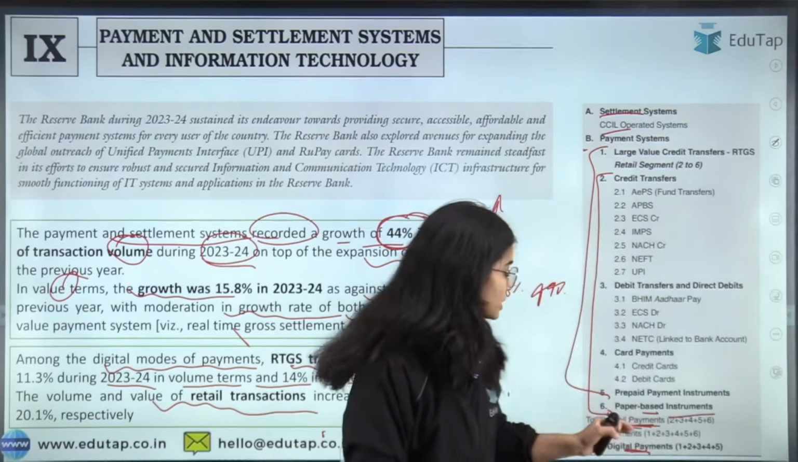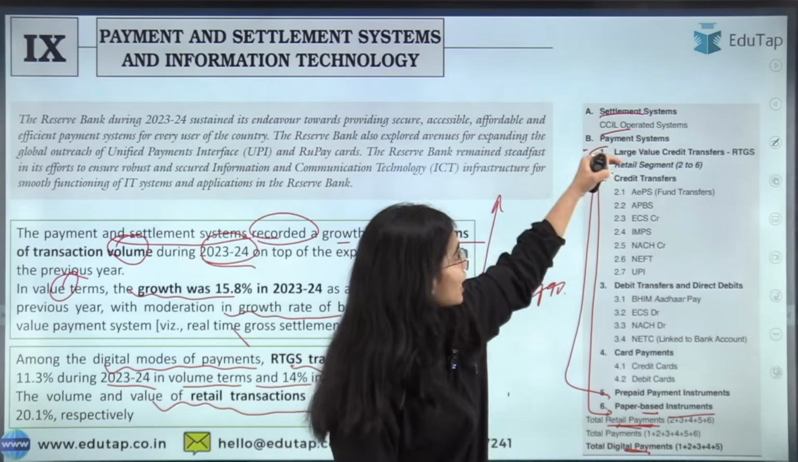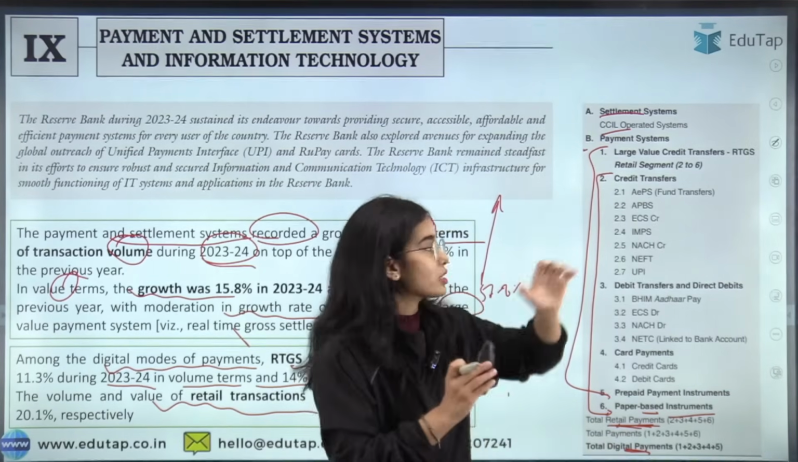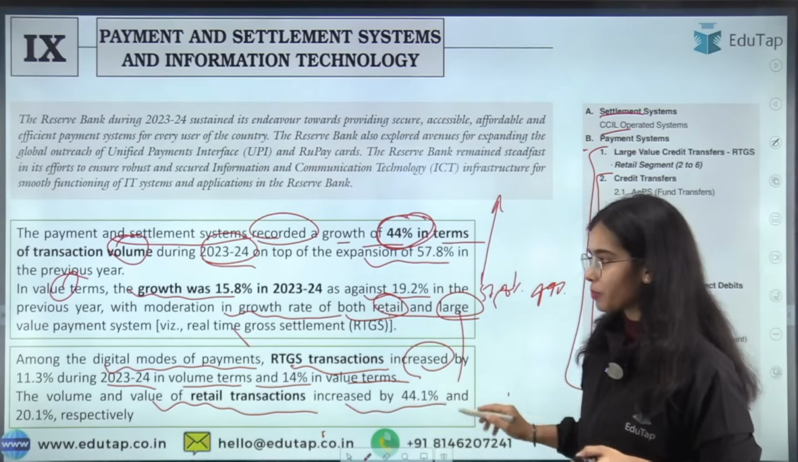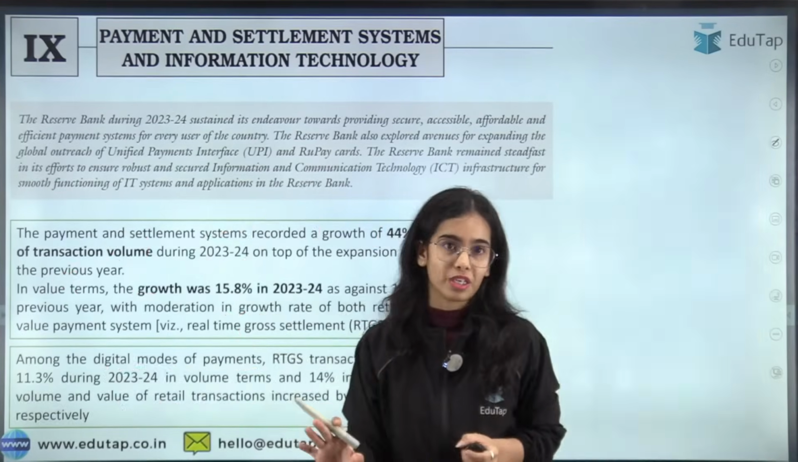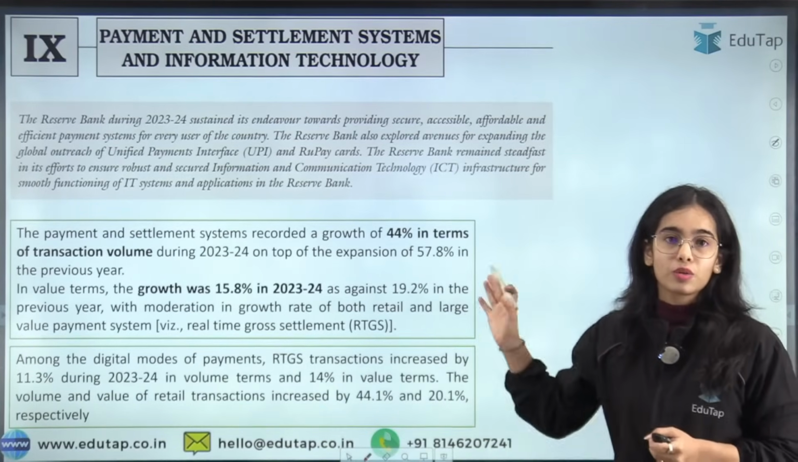The volume and value of retail transactions, retail meaning small transactions, that is other than the large value, increased by 44.1% and 20.1% respectively. So this is what we have completed.